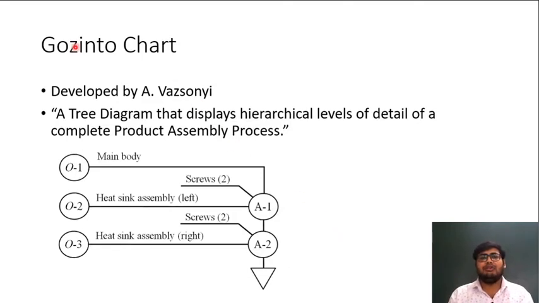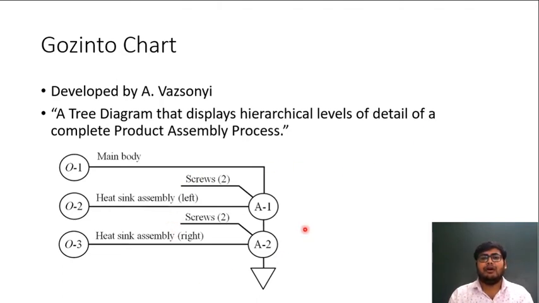Now, the Gozinto chart was developed by a Westsonier, and it is very useful for determining the assembly. As we have seen, we know what a bill of material is. It gives an idea about every part that needs to be there in an assembly. The Gozinto chart takes the philosophy of bill of material somewhat forward, and it gives an idea about how to make the assembly. So, a Gozinto chart is a T diagram that displays hierarchical levels of detail of a complete product assembly process.